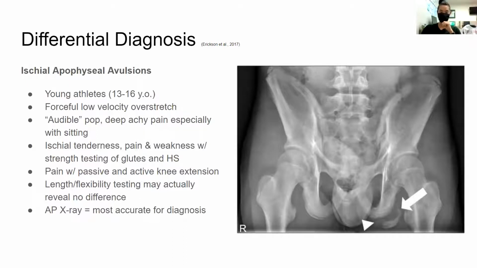Also, you want to look for pain and tenderness at the ischial tuberosity, and then extreme pain and weakness with hamstring and glute testing. They'll have pain with passive and active knee extension, and usually you can find this with an X-ray.